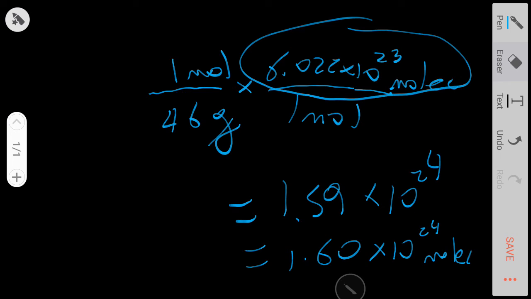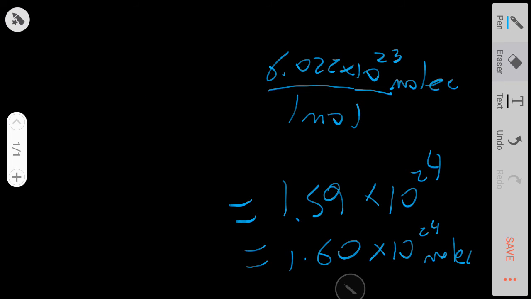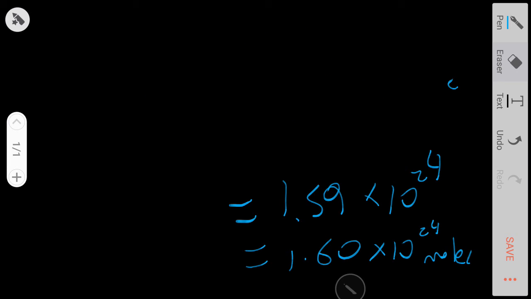All right, moving on to number 7. I gotta say, erasing on this is much cleaner than the whiteboard.